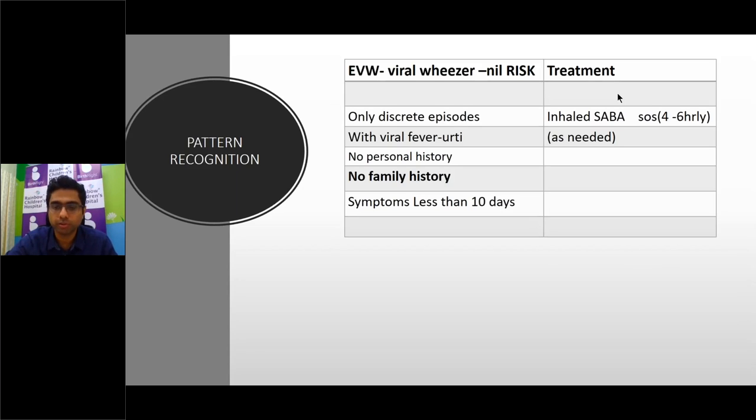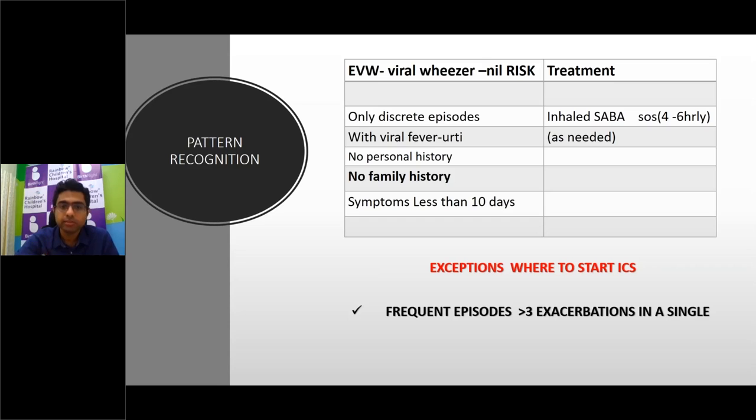And you will closely follow up the child and counsel the parents because there can be phenotype change with time. However, there are exceptions where you have to start inhaled corticosteroids even in such children. So what are those exceptions? The exceptions are whenever you have frequent episodes, that is, more than 3 exacerbations requiring hospitalization in a single season, then you have to give a trial of inhaled corticosteroids for 3 months.